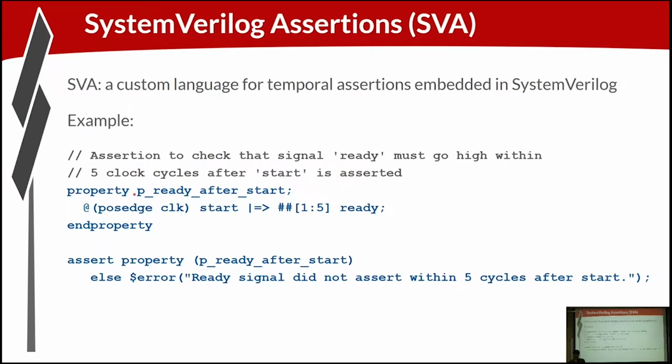So when you're defining an assertion, you first define a property. So here we've got a property that says signal ready has gone high within 5 clocks after a start was asserted. I'm not going to explain the syntax here, but that's what this says. Once you have the property, then you apply that property as an assertion. You assert that that property holds. So if the property does not hold, report an error.